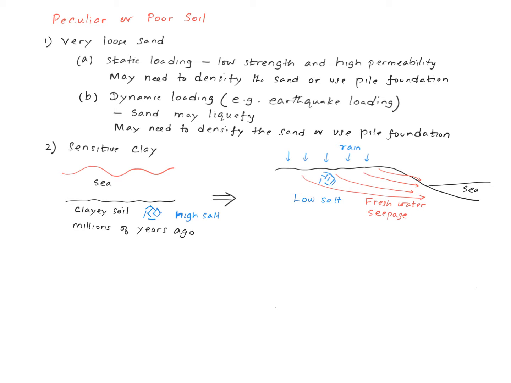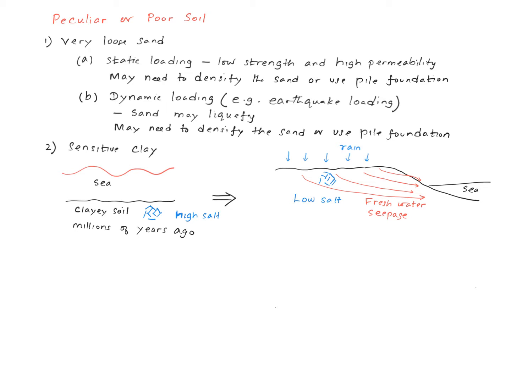Then over the years, rainwater seeped through the soil, leaching out the salt. The salt has ended up in the sea now, so the salt content of the site is very low now, whereas in the original site the salt content was very high. But the internal structure doesn't change immediately, so it still contains a soil with a flocculated structure. The structure, therefore, is no longer consistent or compatible with the fluid chemistry. This type of soil is what is called a sensitive soil.